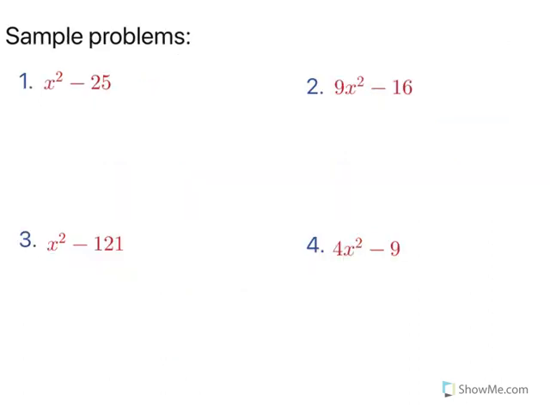So let's look at some sample problems. In the first problem, we have x squared minus 25. Looking at our initial steps, we want to first find the square root of x squared, and that is our first term. Then secondly, we want to find the square root of 25, and that equals 5.